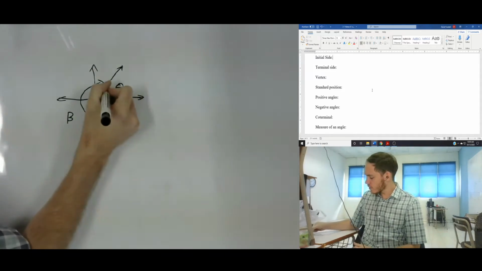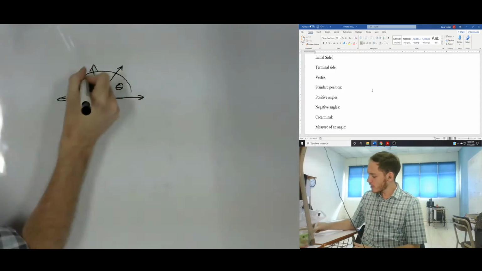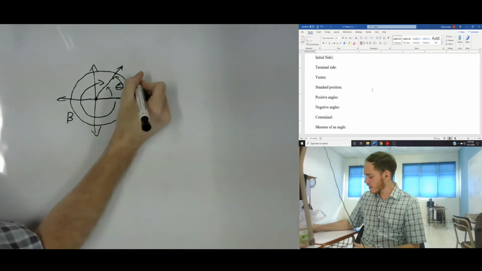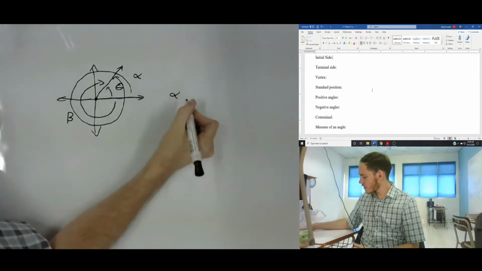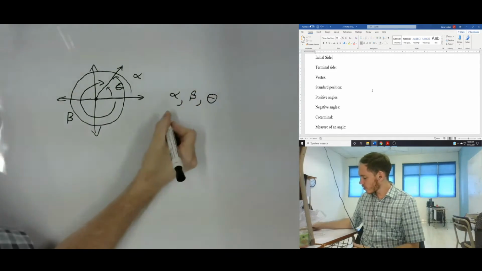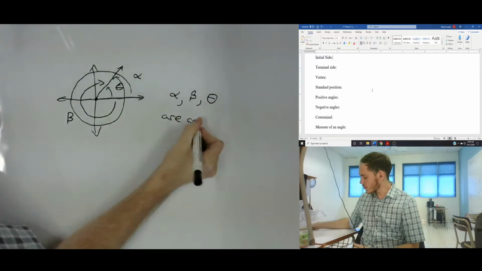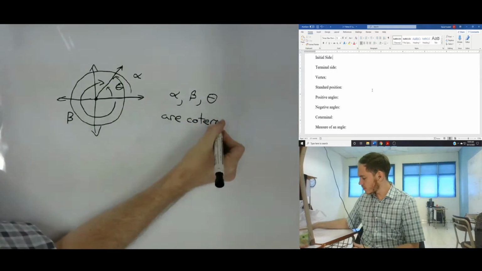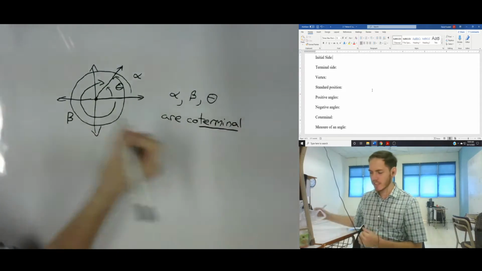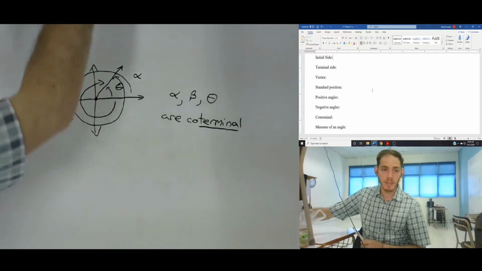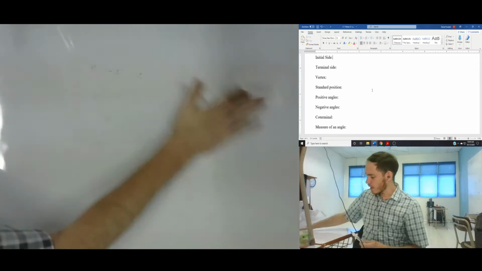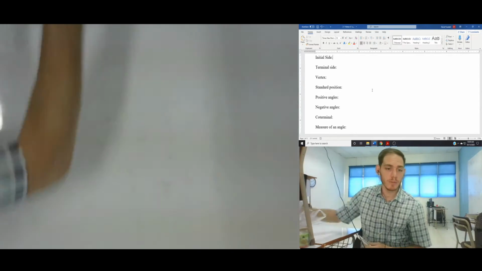Additionally, what if you rotated around and got back to the same point? This is alpha. Alpha, beta, and theta are coterminal. They share the same terminal side. So that's coterminal. That's positive, negative, and coterminal angles.